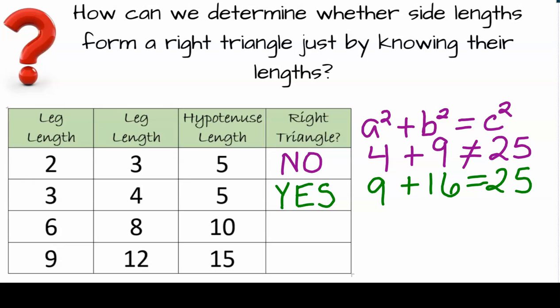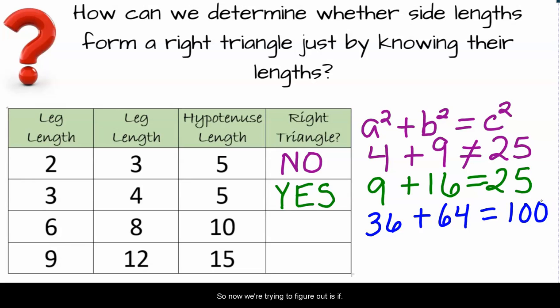Now let's look at our next example. We have 6, 8, and 10. I'm going to square 6, which is 36. 8 squared is 64. And then I'm going to square 10. 10 squared is 10 times 10, which is 100. So now what we're trying to figure out is if 36 plus 64 is 100. Since 36 plus 64 is 100, we're going to put a check there. We should do that up here too. We can determine that the third triangle is indeed a right triangle.